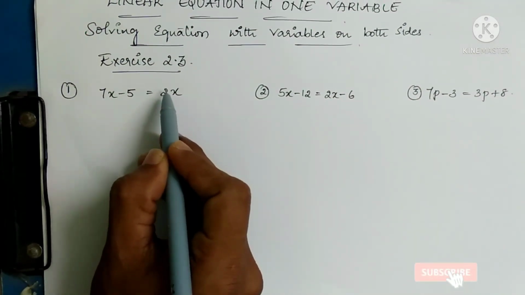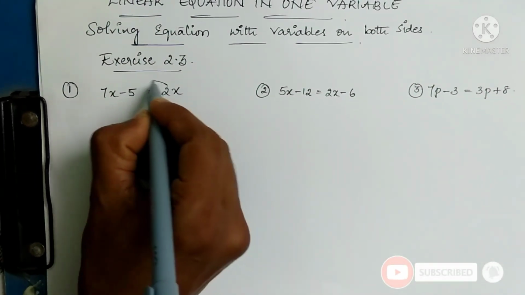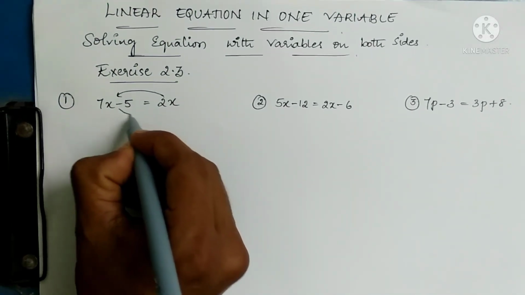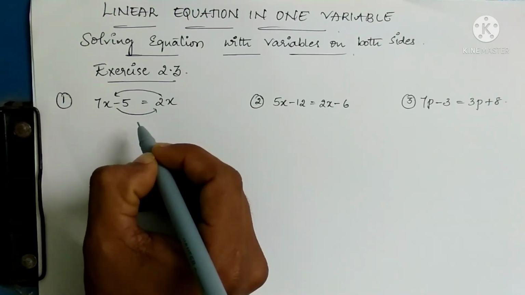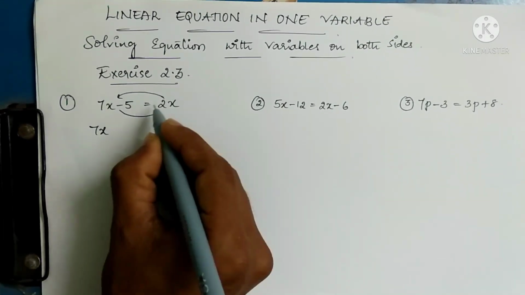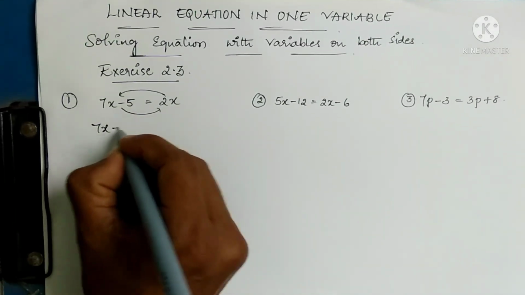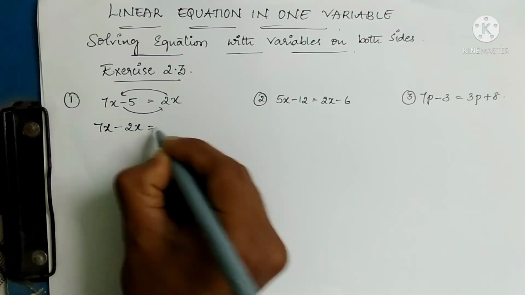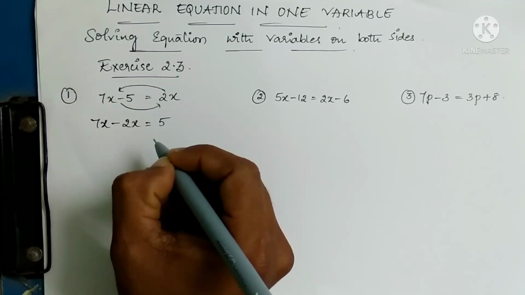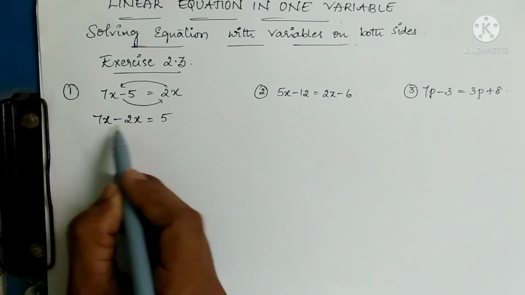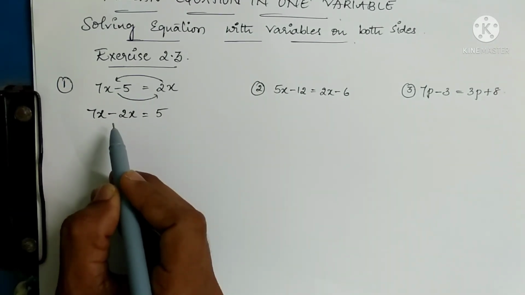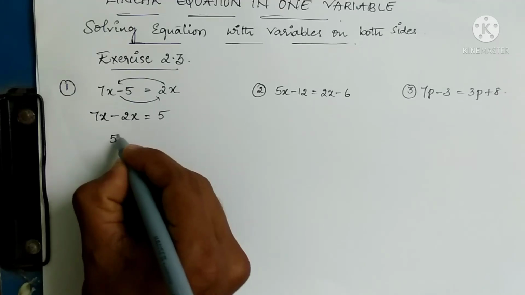If I transpose plus 2x to LHS, it becomes minus 2x, and if I transpose minus 5 to RHS, it becomes plus 5. Now write 7x minus 2x, which is equal to plus 5. Now you can see here we are subtracting the same variables, 7x and 2x. 7x minus 2x is 5x.